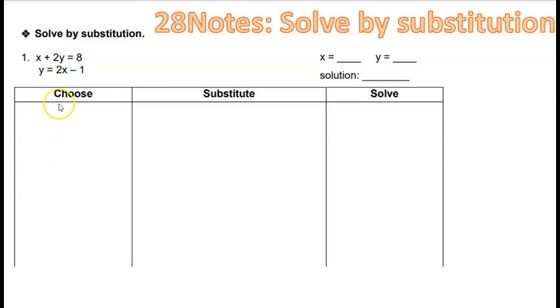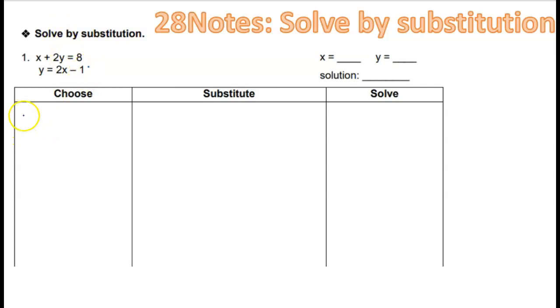We are going to solve this system by substitution. This is called a system because it's more than one equation. And I have my paper set up like this just to organize my equations a little bit better. So first, I choose an equation that has been solved for x or y, or an equation that looks like it would be easy to solve for x and y.